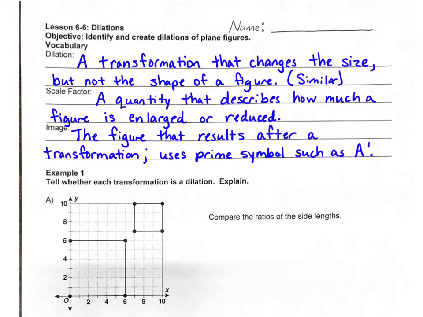Now, an image is the figure that results after a transformation. Before a transformation, it's called a pre-image. So after a transformation, it's just called an image. It uses a prime symbol, such as A prime. It looks like an apostrophe after the letter that has been transformed.